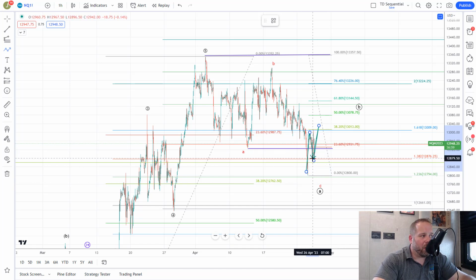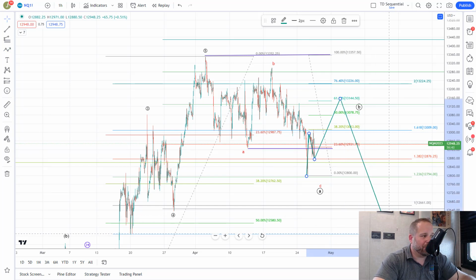But also, it is possible that they have completed that, as they did get down to the target area, and they're starting their B wave up here already with an A, B, and then C up toward the 13,078 to 13,144 area, and then you'd see a C wave down toward the 12,500 area from there.